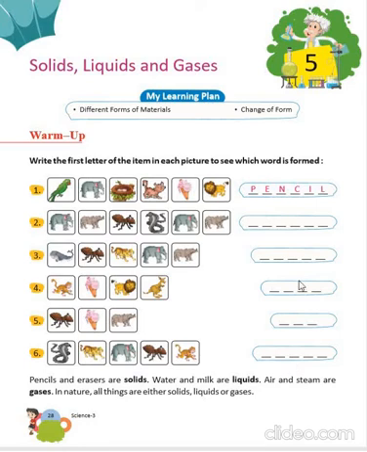Now children, pencil and eraser, they both are solid. Water and milk both are liquids. Air and steam are gases. So, in nature, all things are either solids, liquids, or gases. These are our different forms of materials.